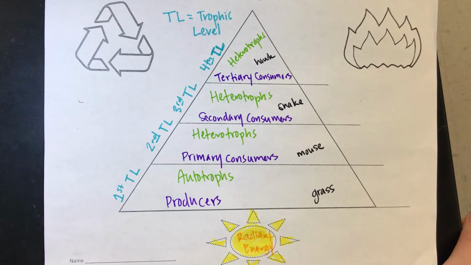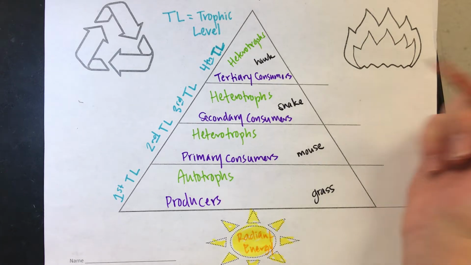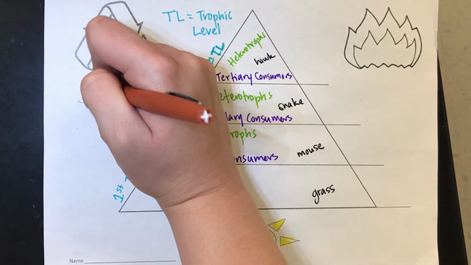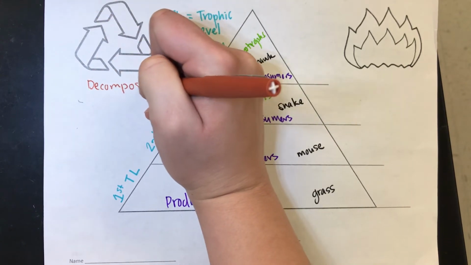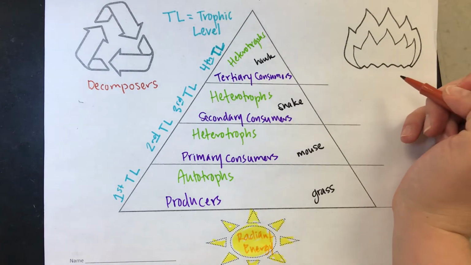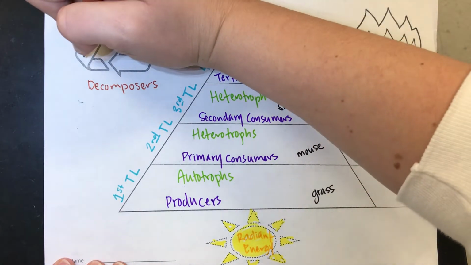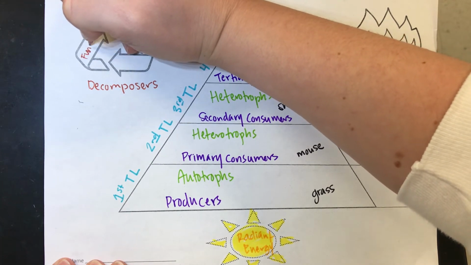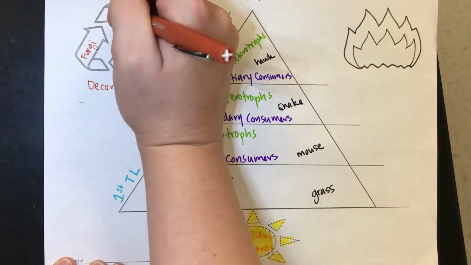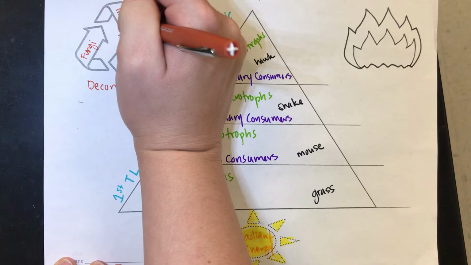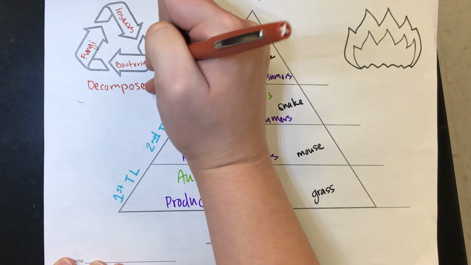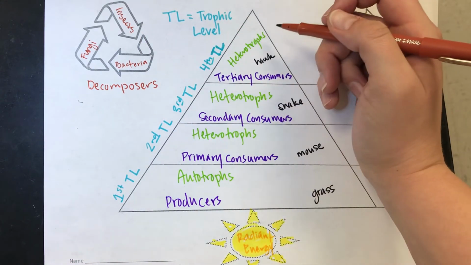So what do we call our organisms that help break down dead and decaying organisms? We call them decomposers. I'm going to write the word decomposer. So these are decomposers, and you might remember examples. You can fill in the ones that you remember, but I'm going to write in fungi and insects and bacteria. So those are the three decomposers that I'm going to focus on today.